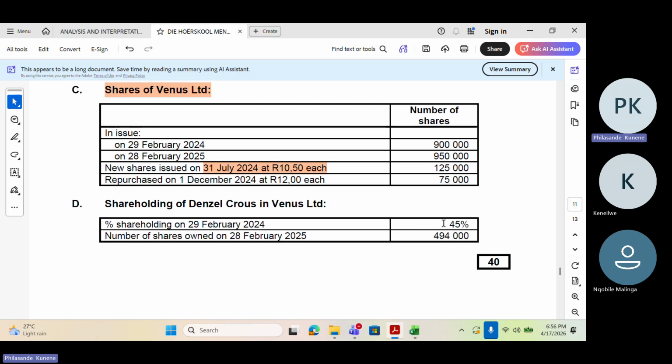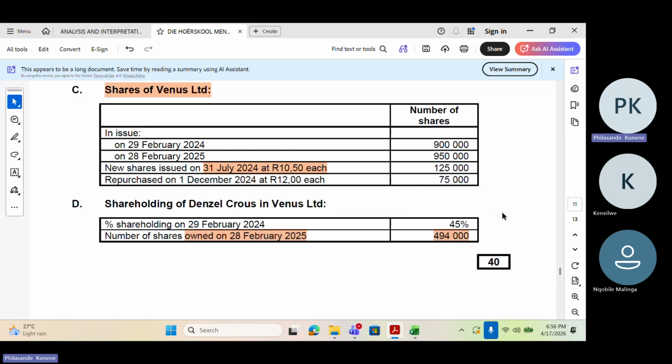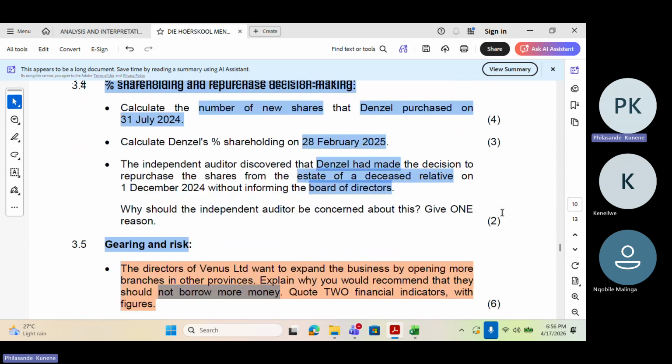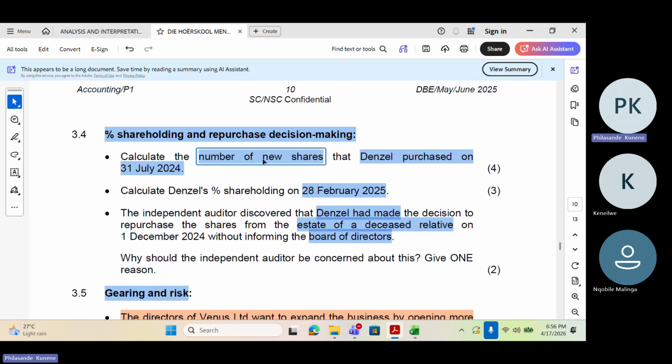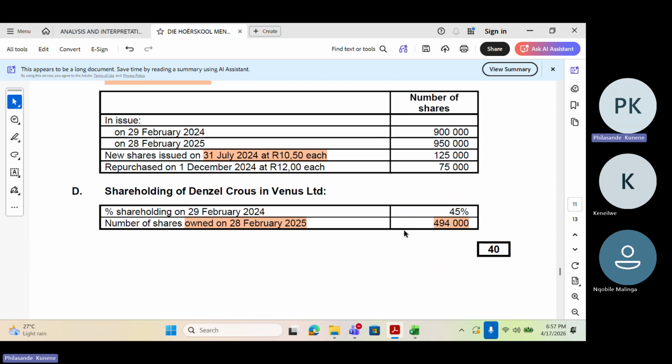Then we have the shareholding of Denzel Cross in Venus Ltd. Percentage shareholding on 29 February 2024, that was 45%. And the number of shares owned on 28 February 2025, that is 494,000. If you remember, there was a question asking us to calculate the number of new shares that Denzel purchased on 31 July 2024. You see, there is a question like that because we do have a number of shares owned on 28 February 2025, but for 2024, we don't have a number. Instead, we have a percentage.